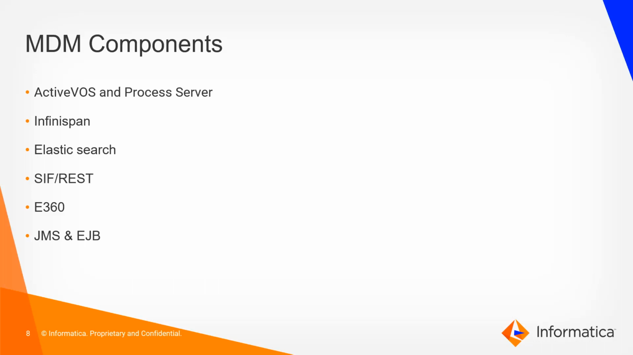Now next is the SIF and REST based application. What are all the HA requirements for that? We are going to discuss that. Now the E360 application, for it to be highly available, there are certain requirements. So we are going to discuss that as well. And at the end, we are going to discuss the JMS and the EJB clustering.